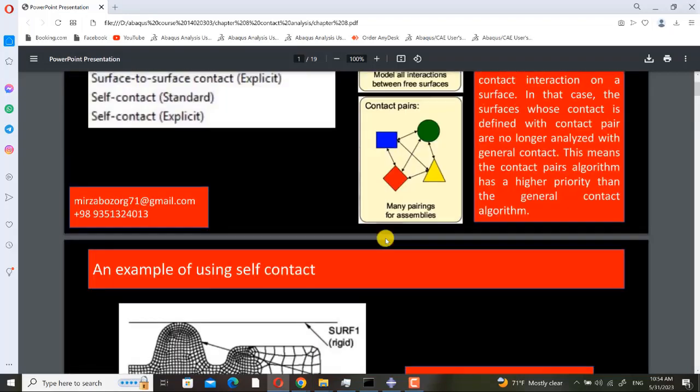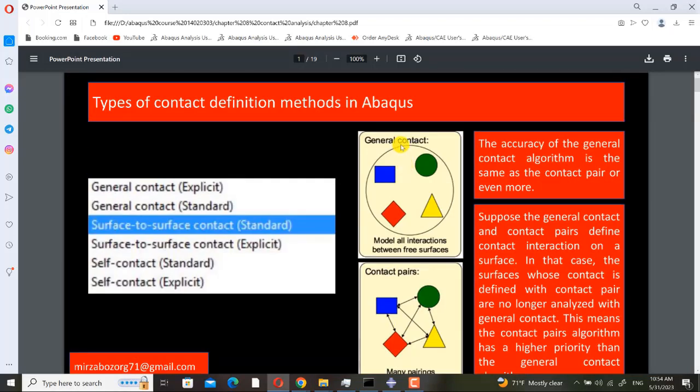For example, you define general contact with the friction coefficient equal to 0.2, and you define the surface to surface contact with the friction coefficient equal to 0.4. I told you that the priority of surface to surface contact is higher. So in that surface, the friction coefficient will be 0.4 instead of 0.2.